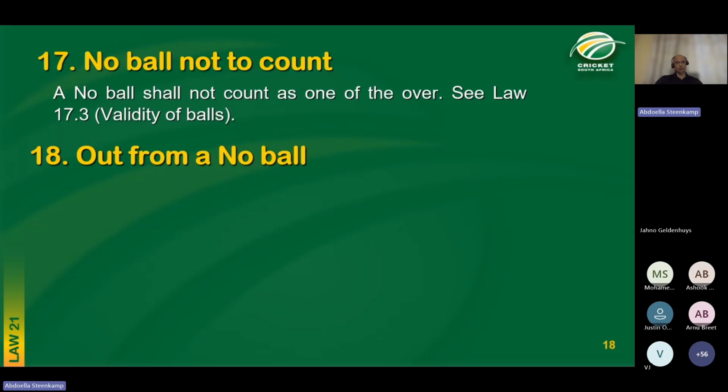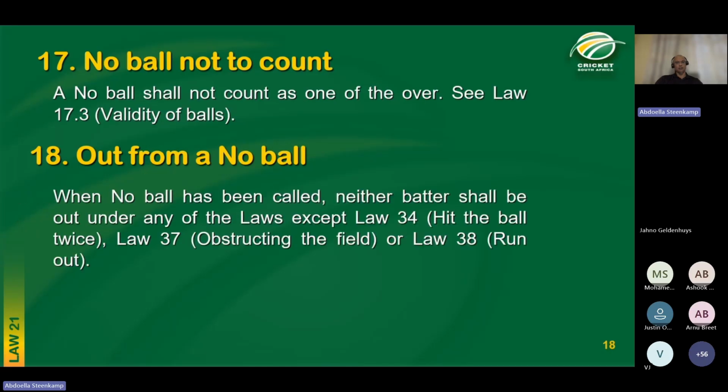As soon as no ball is called, you can only be dismissed in the following ways: hit the ball twice, obstructing the field, and lastly, run out. Only these 3 modes, as soon as no ball is called. That's why if a no ball is called, you cannot be bowled, cannot be caught, cannot be out hit wicket, cannot be LBW, just to name a few. These are the only 3 ways to be dismissed off a no ball. Let's move on. Let's go to wide.